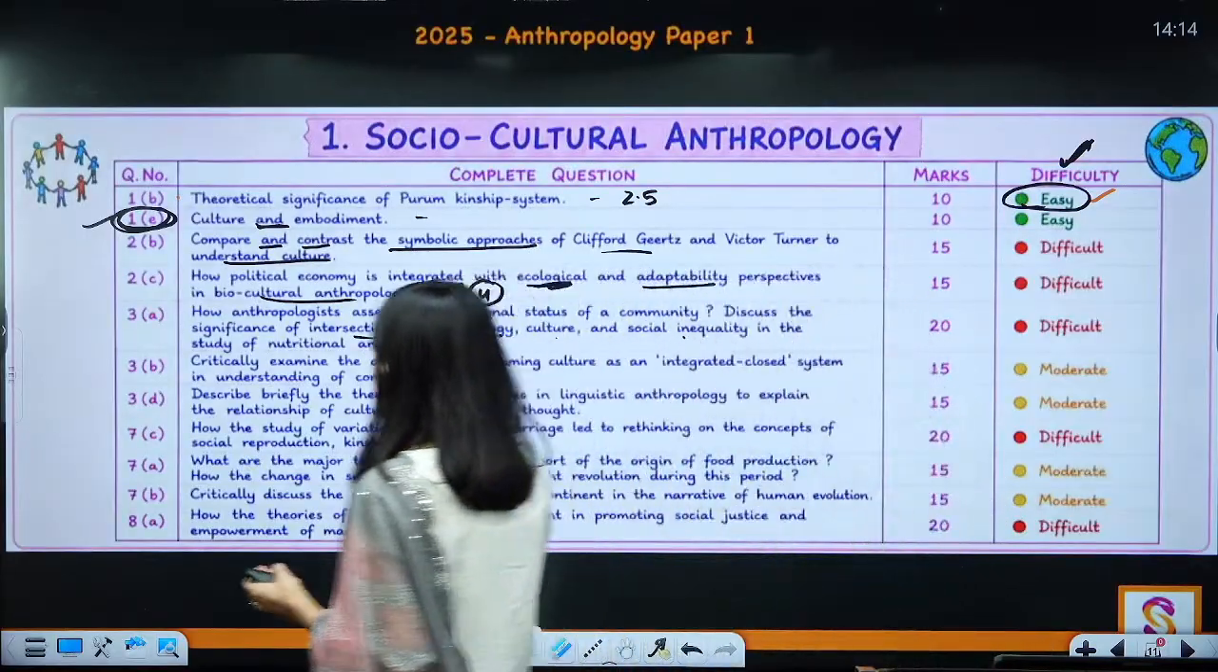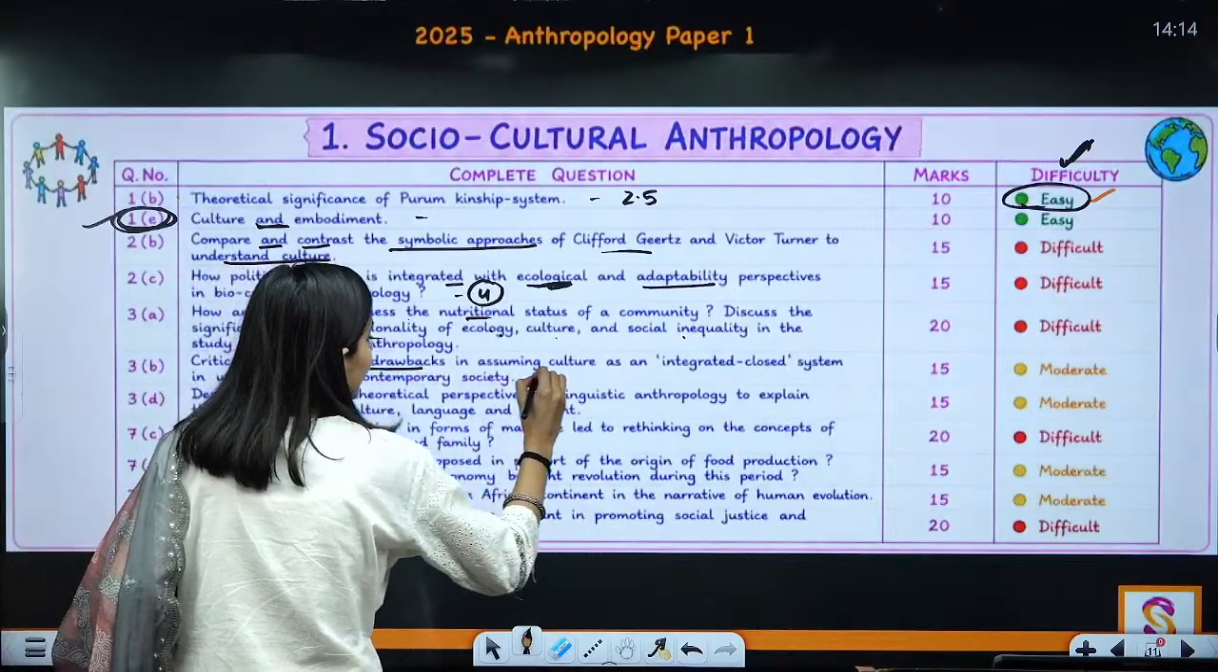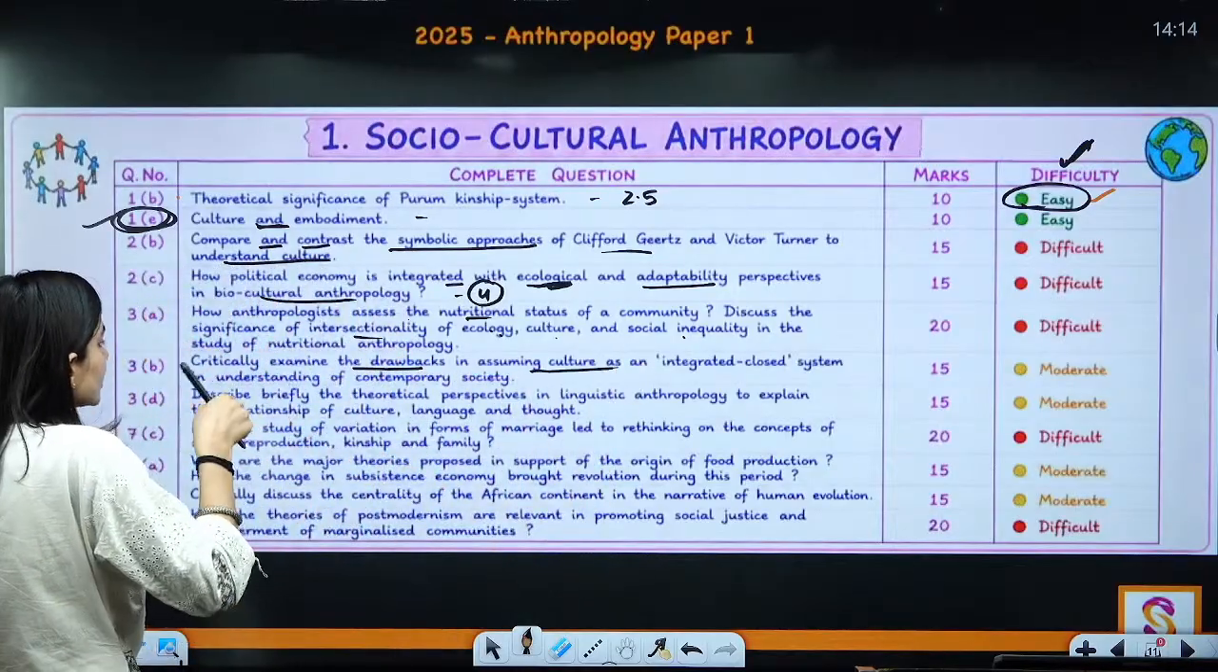Again, critically examine the drawback in assuming the culture as an integrated closed system.